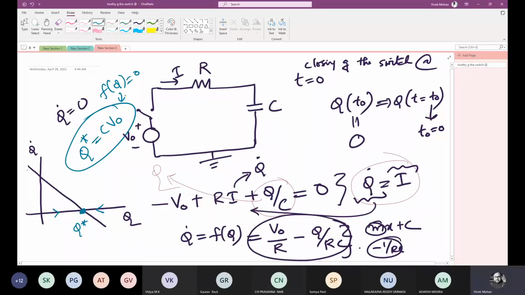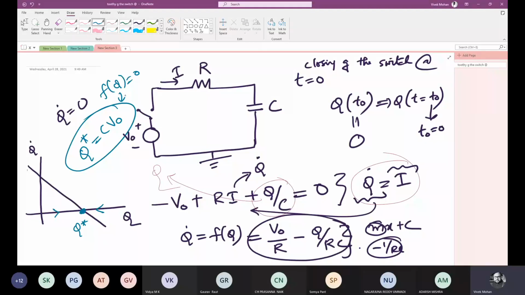In fact, it is globally stable in the sense that it is approached from all initial conditions. From any initial condition, if you start, finally it will settle down at q star, where q dot equals 0, or q star equals CV naught. Now we are going to sketch q of t.